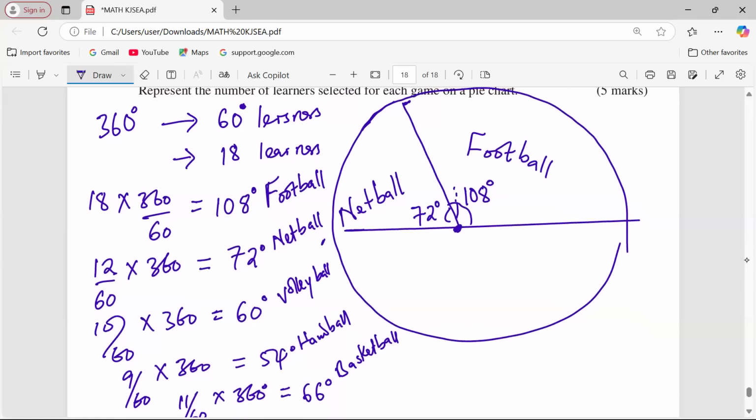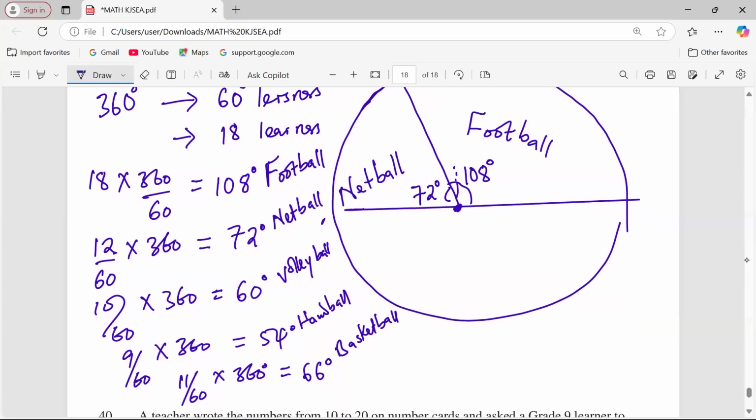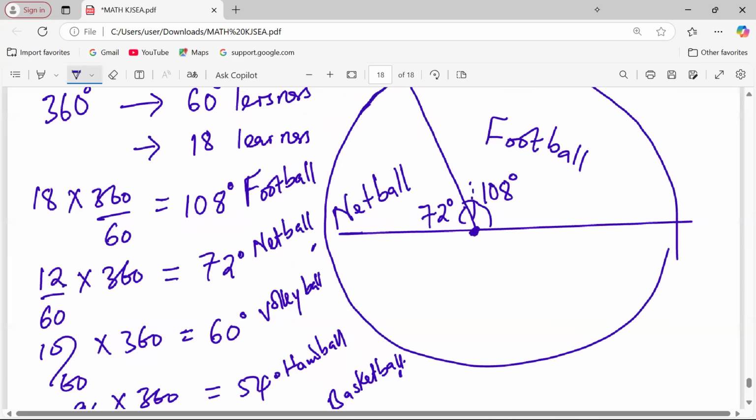Then now we can talk about the next, which is just 60. So we measure 60 on the lower side. So you measure 60 that way. And the angle that you shall produce of 60 should be representing volleyball students.